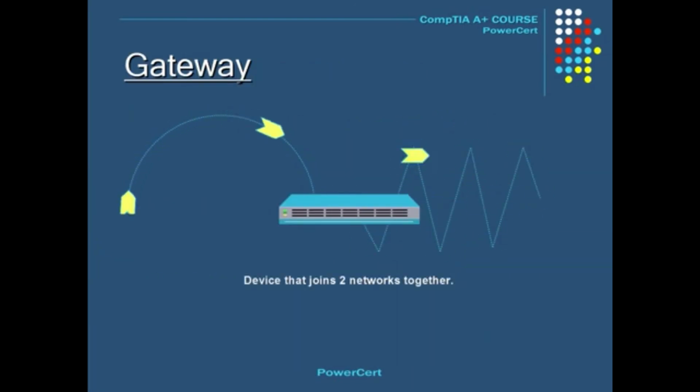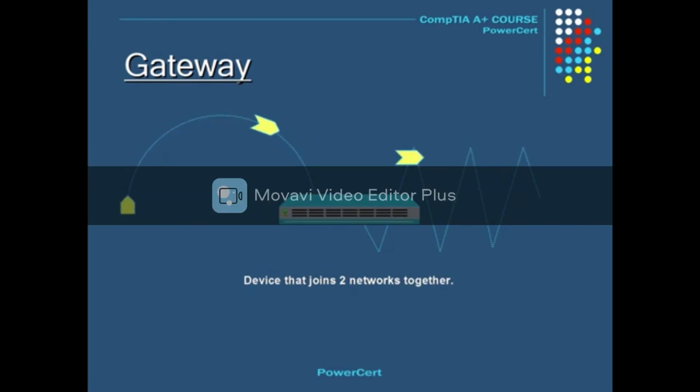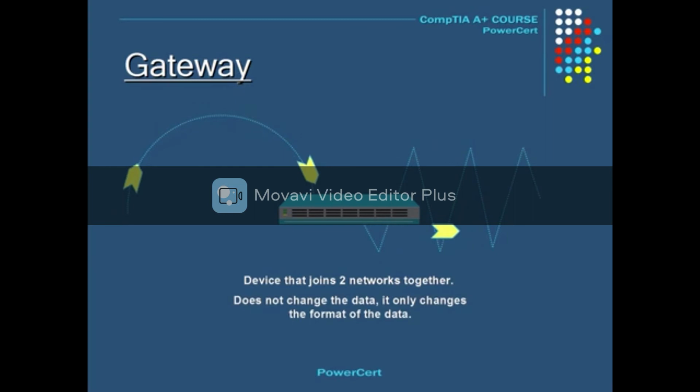A gateway can be defined as a device that joins two networks together. They interconnect networks with different or incompatible communication protocols. A gateway does not change the data. It only changes the format of the data.